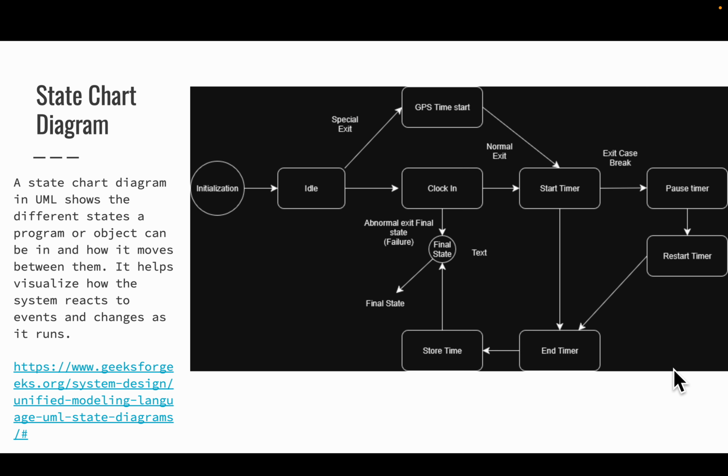And this is our state chart diagram, which shows the different states the program or object can be in and how it moves between them. The first state is idle, and then it branches off from there into two: the normal clock in, and then a GPS time start. And then they merge back together when they start the timer, and then there's an exit case where the user tries to pause the timer and resets the timer. And then there's the end timer state, as well as the store time state, and then the final state, which loops back to the beginning.